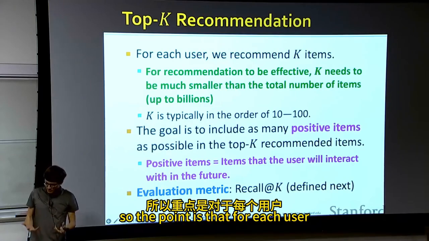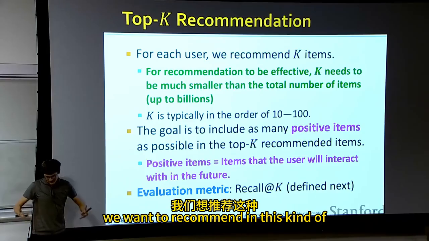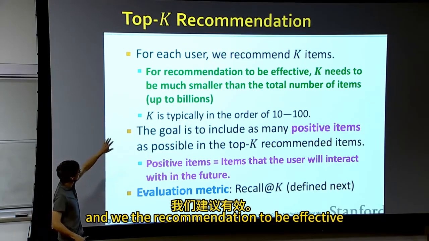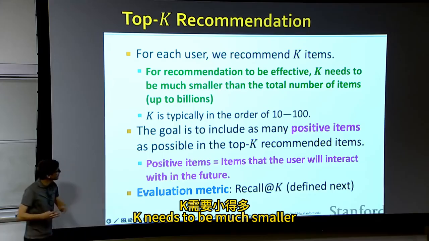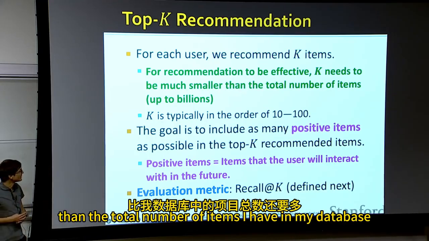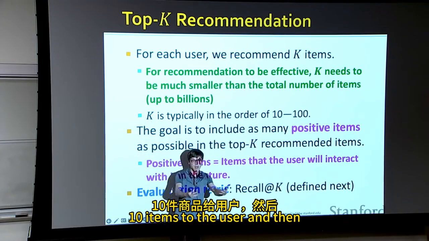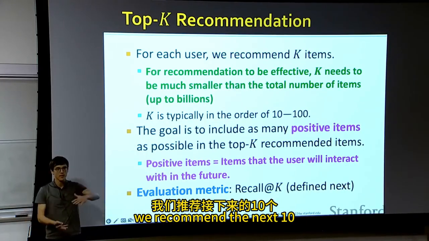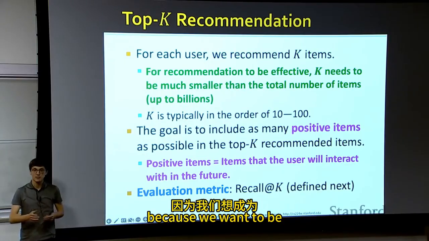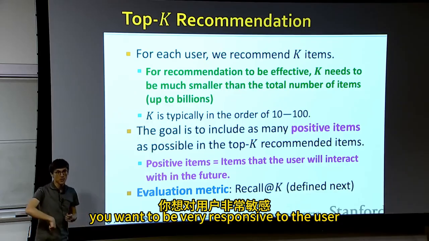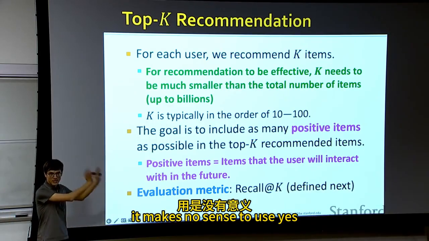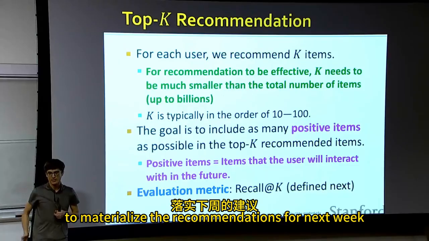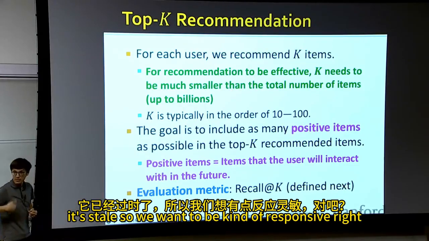Okay. So the point is that for each user, we want to recommend K items, where K is, let's say, 10 or 100. For the recommendation to be effective, K needs to be much smaller than the total number of items in my database. Usually we recommend, let's say, 10 items to the user, and then see what the user does with them, and as soon as the user scrolls, we recommend the next 10, and then the next 10, because we want to be very real time and responsive to the user. It makes no sense to use your engagement from last week to materialize recommendations for next week. It's stale.